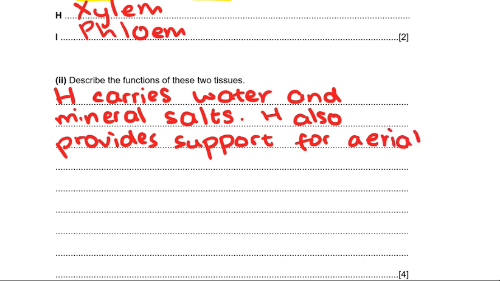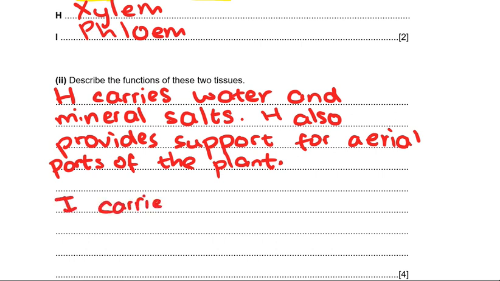Aerial, which is the top part, support for aerial part of the plant. Okay, now let's move on to talking about I. So I is your phloem, and I carries sucrose or sugar.